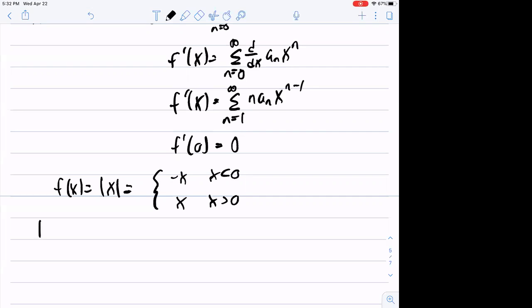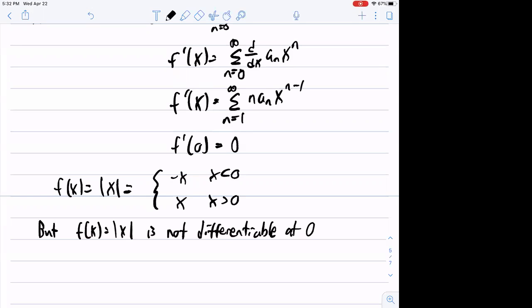So absolute value of x is not differentiable at 0. It's certainly differentiable everywhere else, because x is differentiable and negative x is differentiable. Okay, so the answer is no.